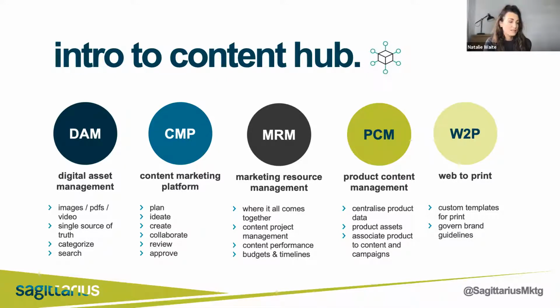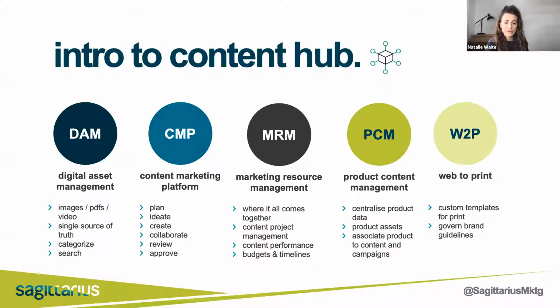You've then got the CMP, which is Content Marketing Platform. That enables you to plan and ideate your content strategies and how you are going to disseminate that across multiple channels, the type of content that you need. You can assign content requirements to different users. Then there's MRM, Marketing Resource Management, which is where it all comes together. That's the project management side of things. You can assign budgets and timelines and review content performance in there as well.